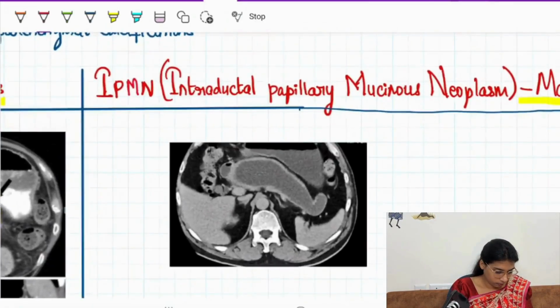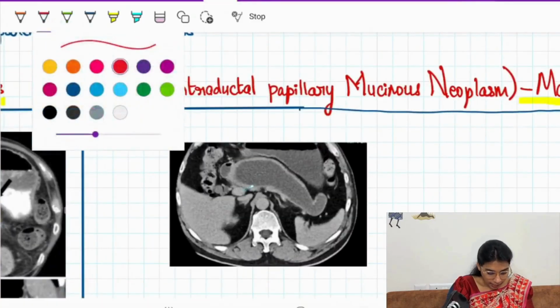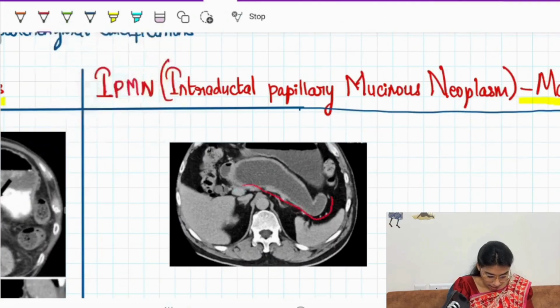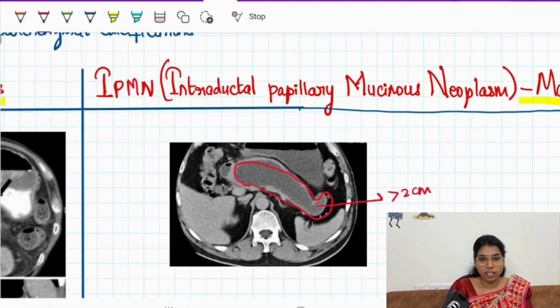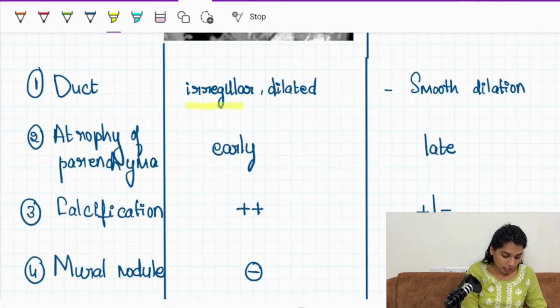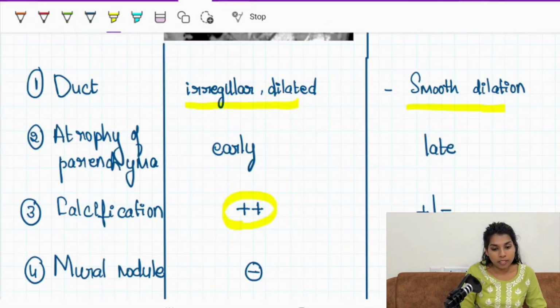Now, any smoothly dilated pancreatic duct measuring more than 2 centimeters is considered a main duct IPMN unless proven otherwise. Now we'll move forward to look at the differences between chronic pancreatitis and a main duct IPMN. As we have discussed, the duct will be irregularly dilated in chronic pancreatitis. It is smoothly dilated in IPMN. We already know calcifications are a major feature of chronic pancreatitis. It may or may not be present in main duct IPMN.